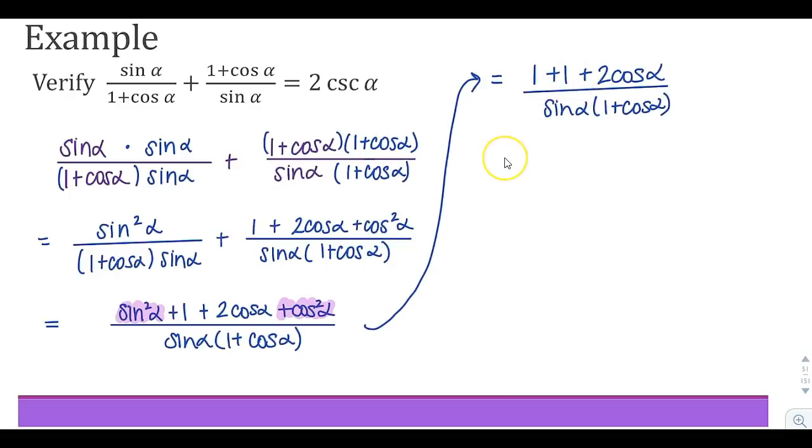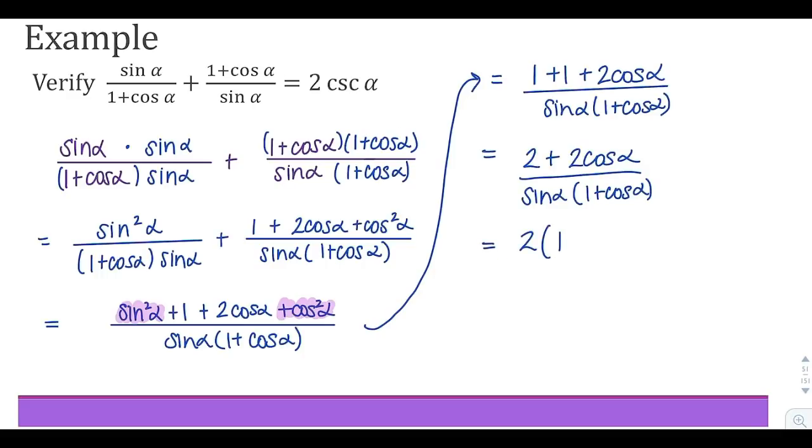Well, 1 plus 1 is 2, so we get 2 plus 2 cosine alpha over sine alpha times 1 plus cosine alpha. Alright, we're almost there. So in the numerator, they both have a 2 in common that I can factor out. So I have 2 times the quantity 1 plus cosine alpha over sine alpha times 1 plus cosine alpha.